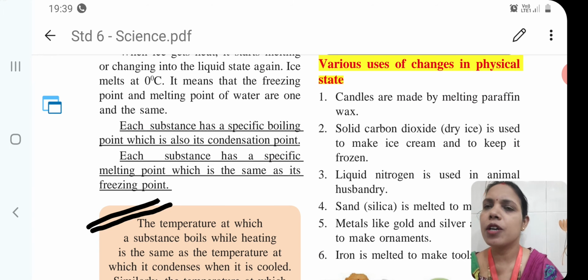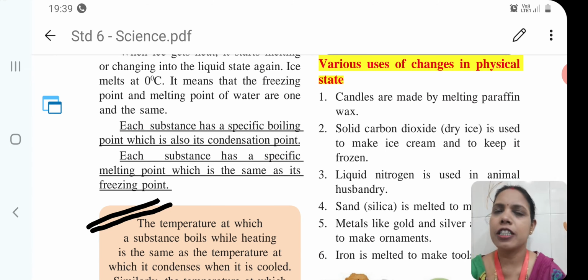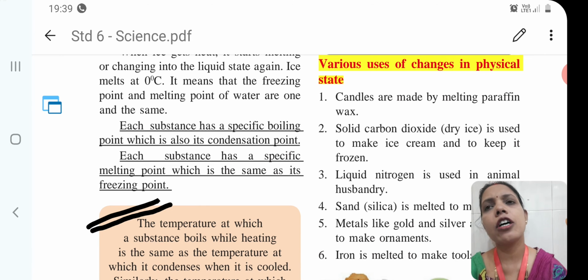Next example of a physical change: for example, a paper is wetted, and after some time when you dry that paper, it converts back into the dry state.